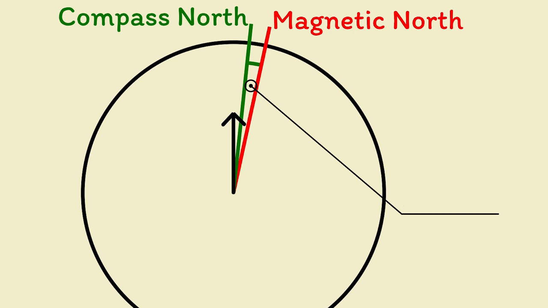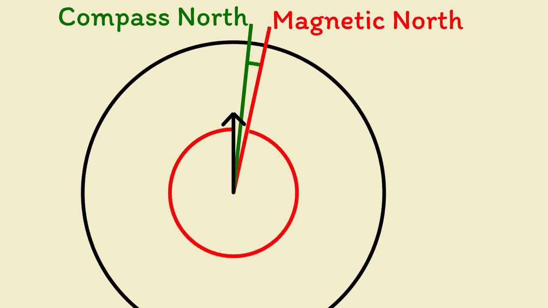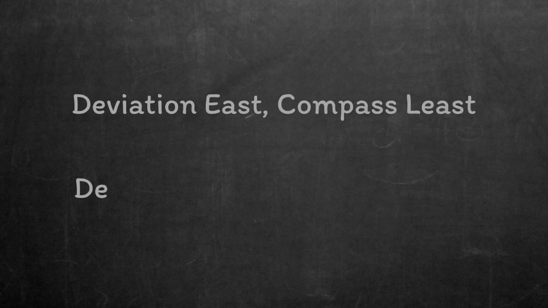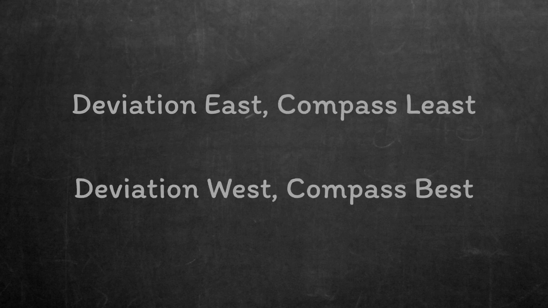Again, we've already worked out that our course was 348 degrees from the magnetic north pole. To find the compass course to steer, we want the bearing of our course from the compass north pole instead. As deviation is west, we add the 4 degrees to 348 to find a course of 352 degrees compass. Again, a similar rhyme works if you don't want to think of the diagram every time. Deviation east, compass least. Deviation west, compass best. So, let's look at a few different examples.